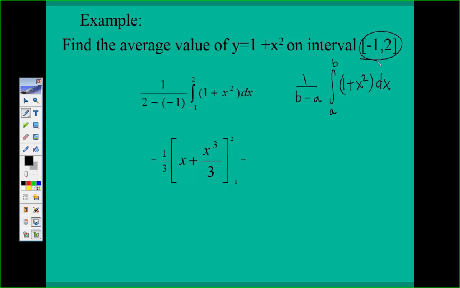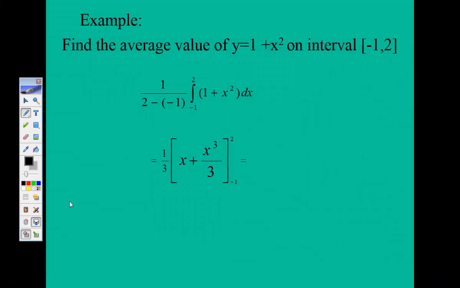Well, this is just a simple integral to solve. We know that to find b and a, that's just our interval. Here's a and here's b. So we'd have 1 all over 2 minus -1, times the integral from -1 to 2 of our 1 plus x squared dx. And then we can take our antiderivative, which we have here, and we're going to evaluate that from -1 to 2. And there we have the average value, which is 2.